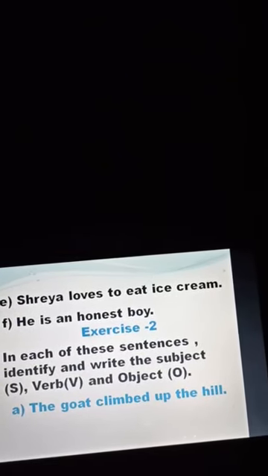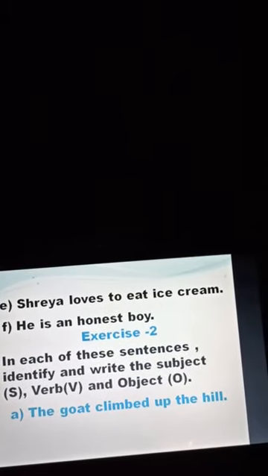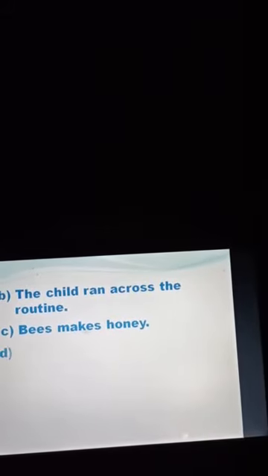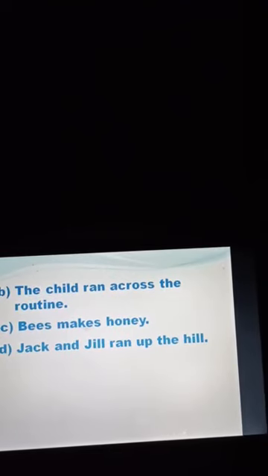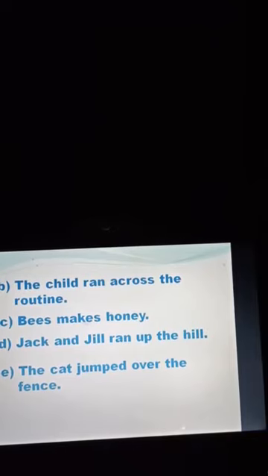The first sentence in the series is, the goat climbed up the hill. B part, the child ran across the road. C part, bee makes honey. Jack and Jill ran up the hill. The cat jumped over the fence.